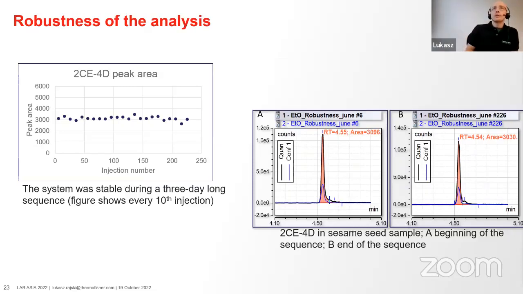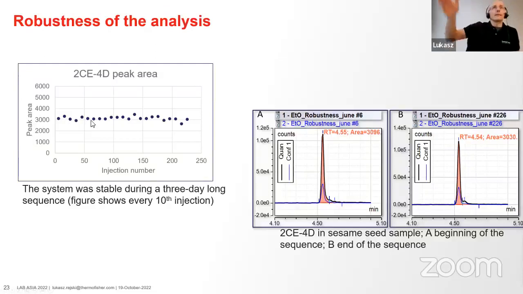It means 230 injections. During the sequence, we didn't change the liner, we didn't change the septum, we didn't retune the instrument. And you can see that the response of the instrument was very stable. All the samples were spiked with deuterated 2-chloroethanol, and we used that compound to check the robustness. And here you have a graph.